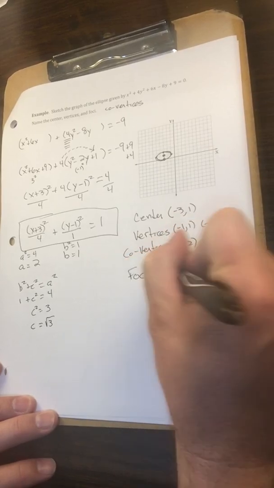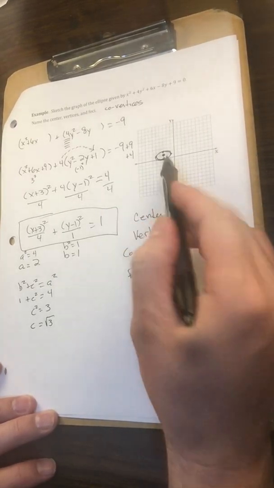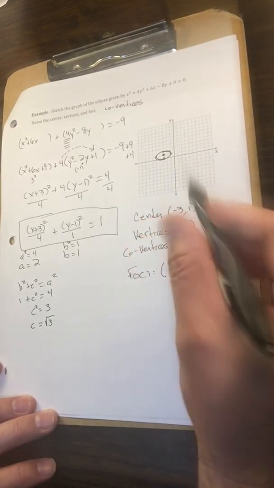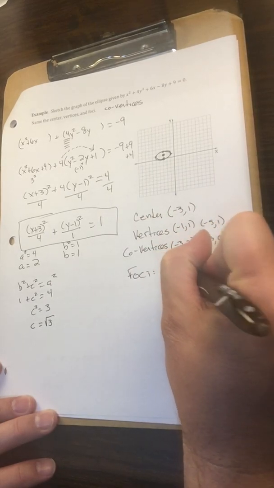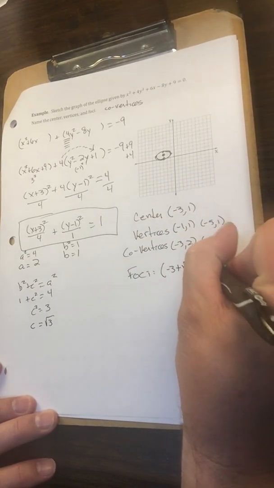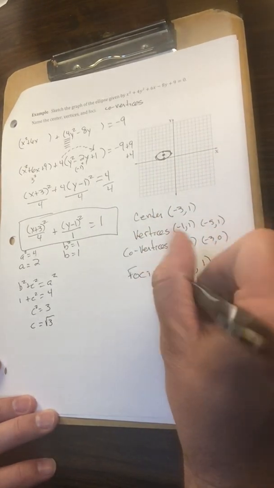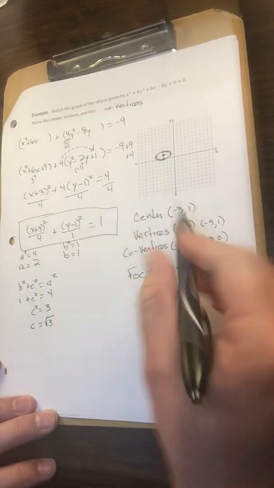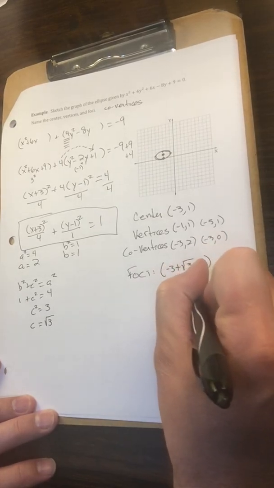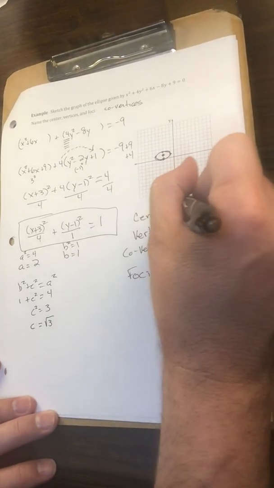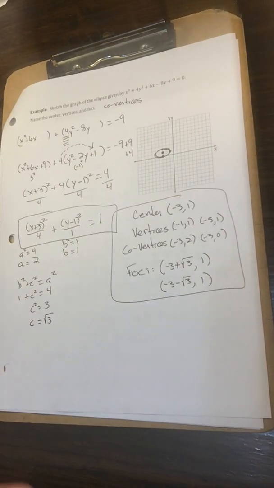So square root of 3 to the right, look how you write this. The foci. I'm going to say negative 3 plus the square root of 3. Write it just like you say it. And then the y value is 1 because I'm going to the right. It doesn't go up or down. And then the other one will be negative 3, minus the square root of 3, comma 1.